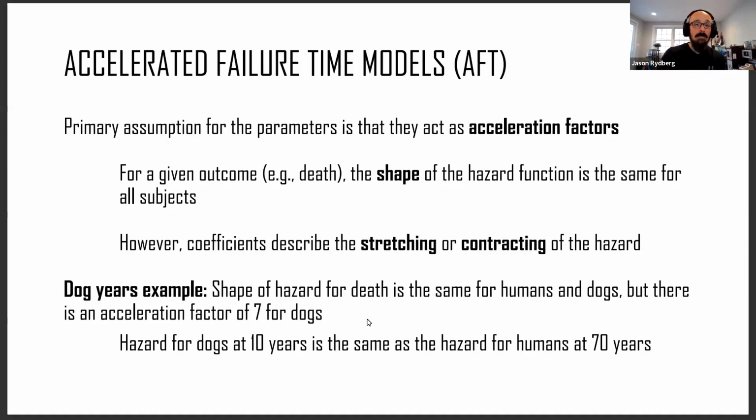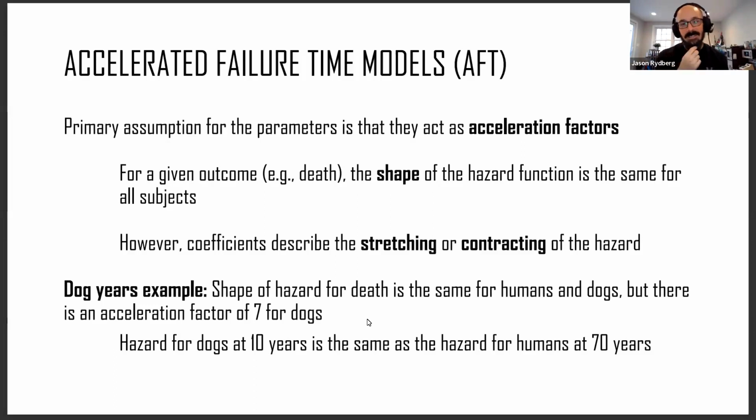But so the shape is the same. However, let's say we had a data set of dogs and people, and we were describing the association between being a human, and hazard, versus being a dog. We would get this AFT ratio, which should suggest that the human survival time is essentially the same shape as the dogs', but it is stretched out by a factor of 7. So humans survive about 7 times longer than dogs do.